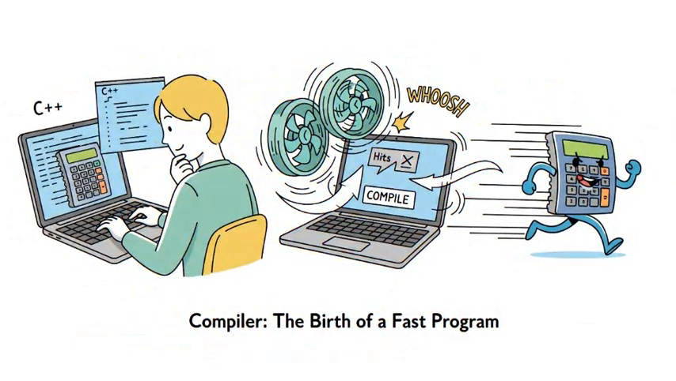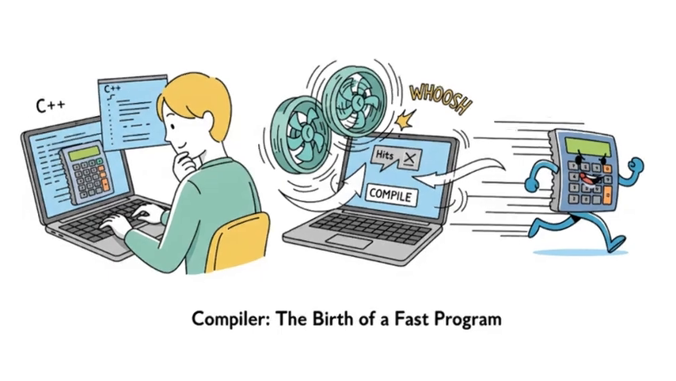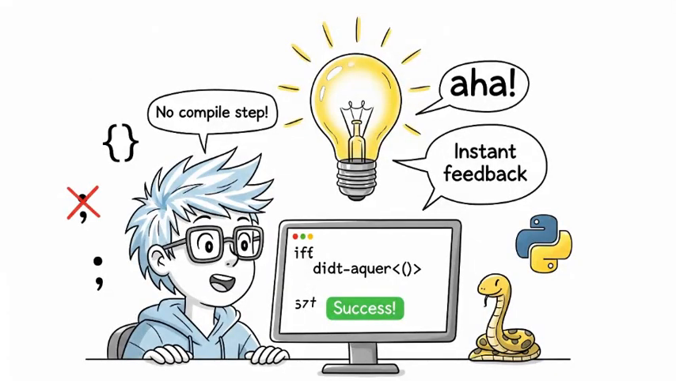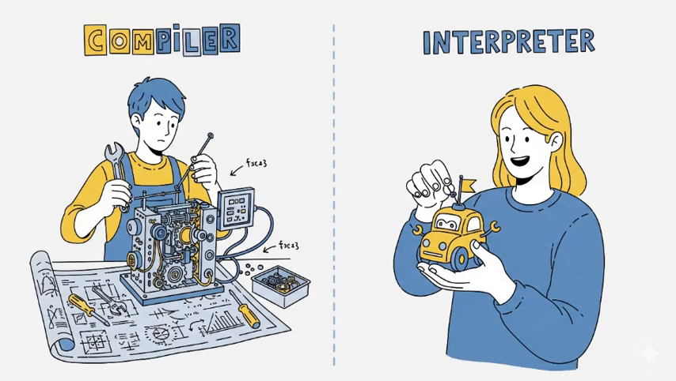I'll give you a quick story to make it stick. When I first wrote a simple calculator in C++, I had to hit compile, and my laptop fans roared to life. A few seconds later, boom, my program was born, running smooth and fast. Later, I tried Python for the same project. I typed the code, pressed run, and instantly it worked. No compiling, no waiting. That's when it clicked for me. Compilers are like building the entire machine before turning it on. Interpreters are like tinkering with a toy while it's already in your hands.